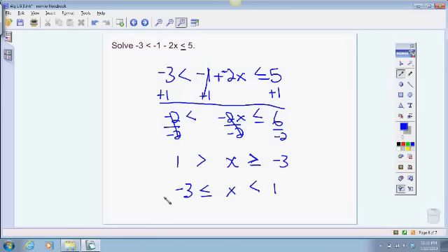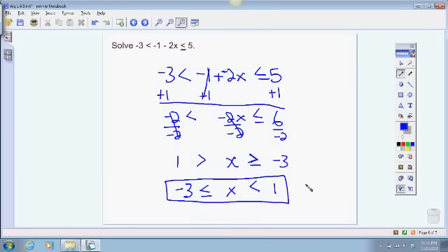Okay? So just be careful when you run into something like this, when you have to flip the inequalities over. You still solve them the exact same way. You still have to flip over the inequality if you're dividing by a negative number. But proper math terminology says we're going to write the smallest numbers to the left. So you really need to write the negative 3 to the left. So you kind of just write it backwards. Negative 3 is less than or equal to x, which is less than 1. So you just kind of write it backwards so we can say it's in proper math form.